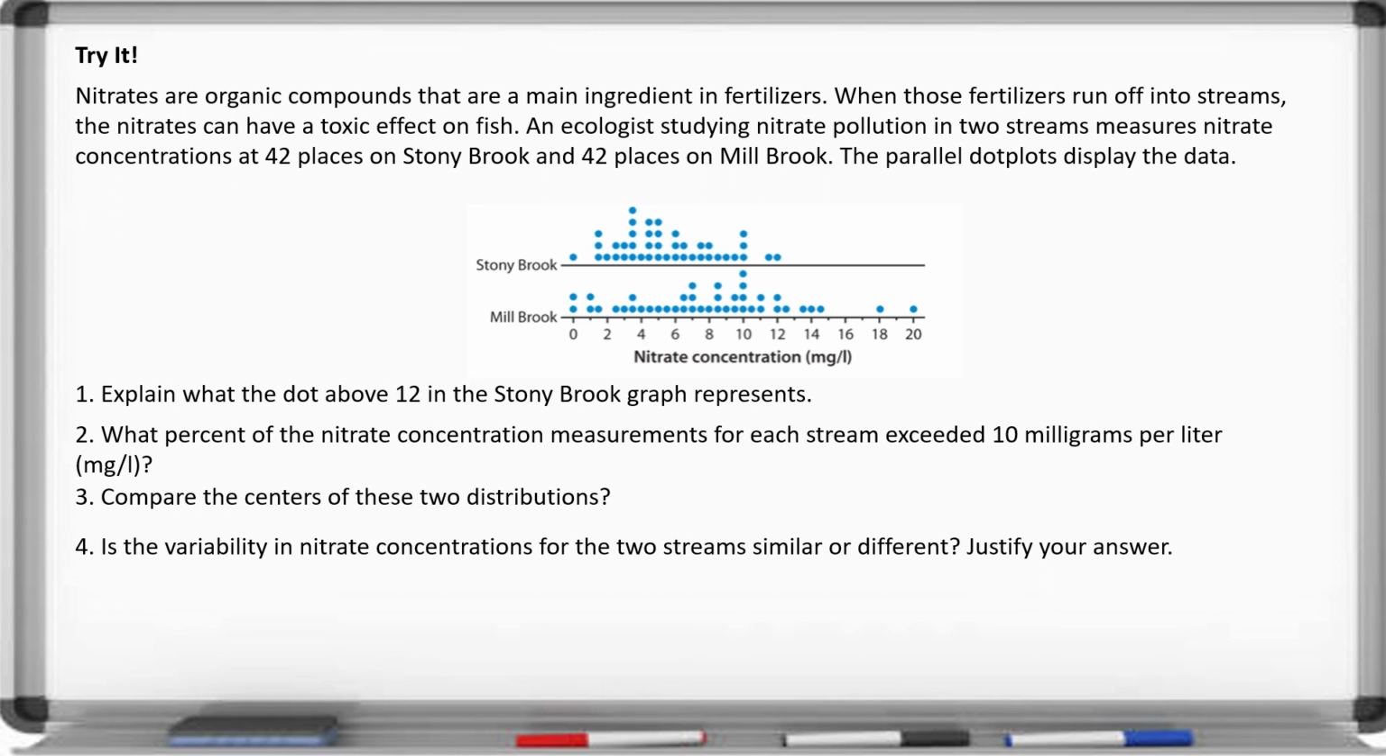The data below represents nitrate concentrations. Nitrates are organic compounds that are a main ingredient in fertilizers. When the fertilizers run off into streams, these nitrates can be dropped off into the stream and have a toxic effect on fish. So an ecologist studying nitrate pollution in 2 streams measures nitrate concentrations at 42 locations on Stony Brook and 42 locations in Millbrook. The parallel dot plots display the data. We want to explain what the dot above 12 in the Stony Brook graph represents.